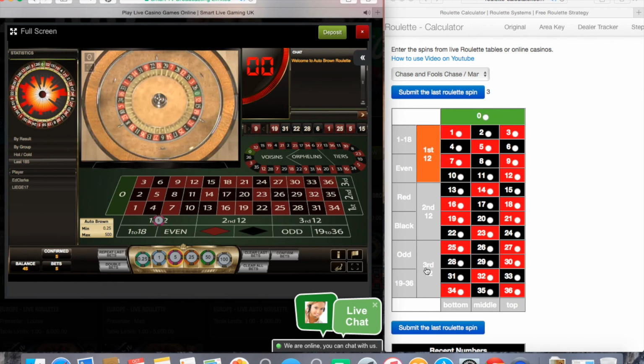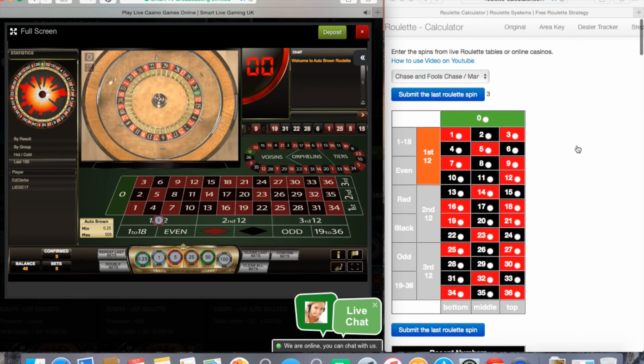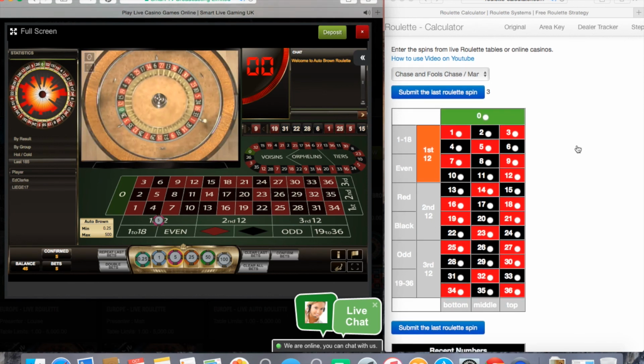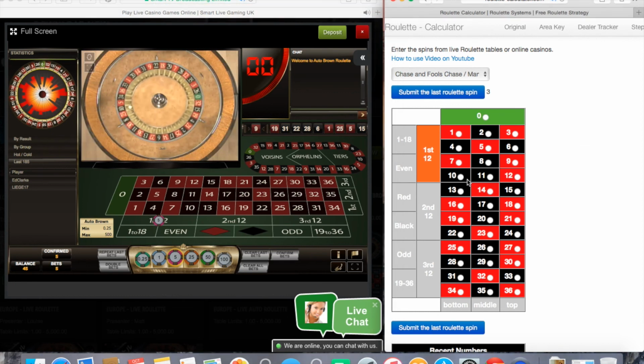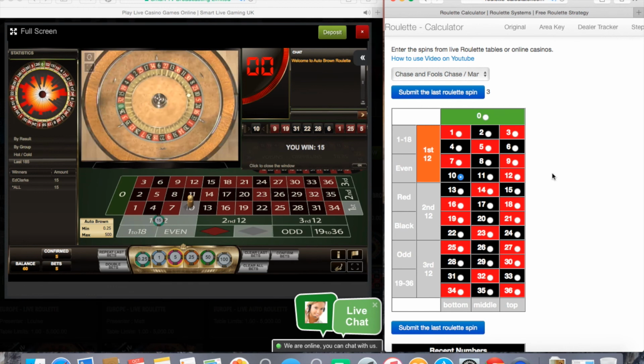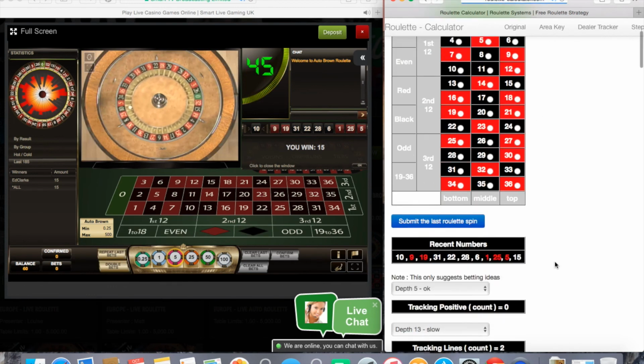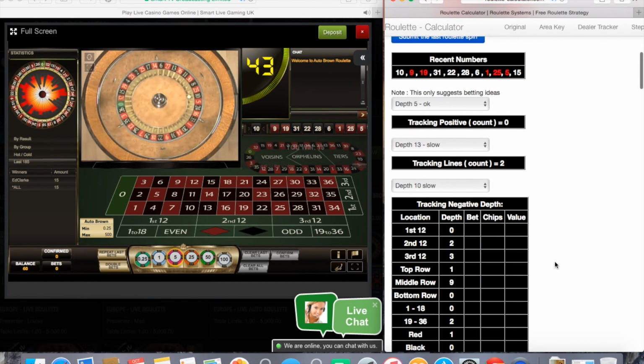So anywhere between the number 1 and 12 is what we're looking for here. And it looks like it came straight in on 10. So that takes the £50 starting balance up to £60.